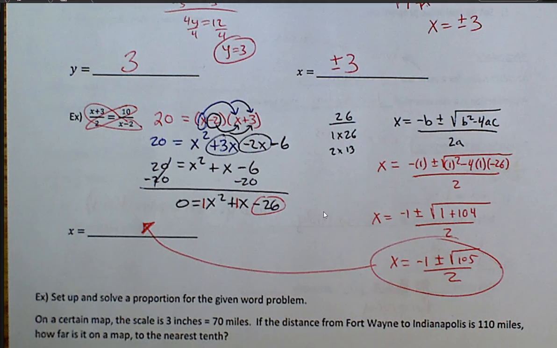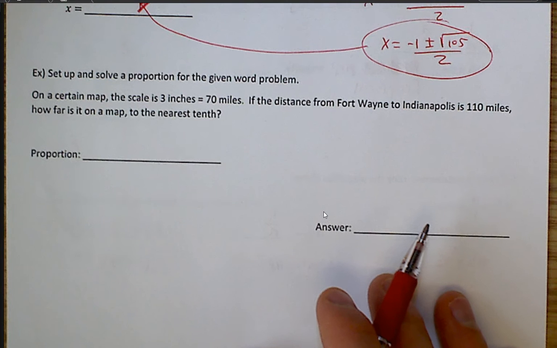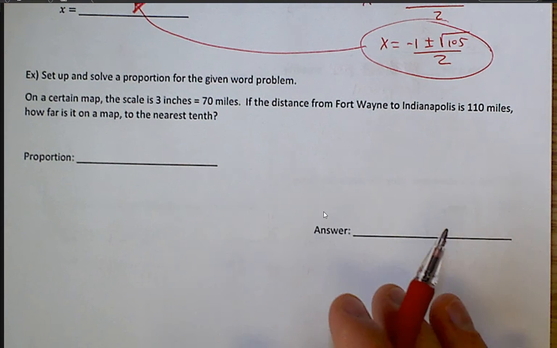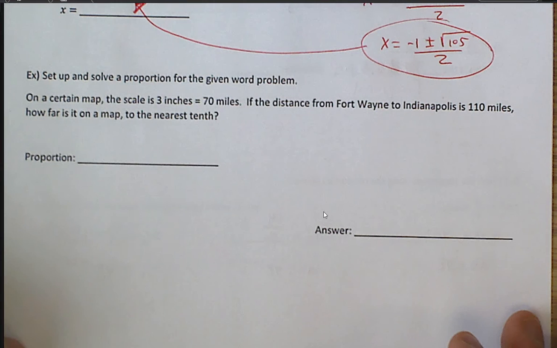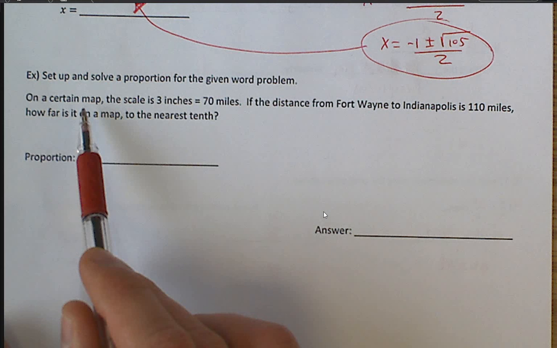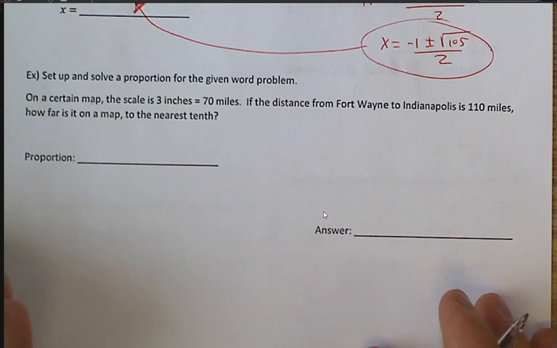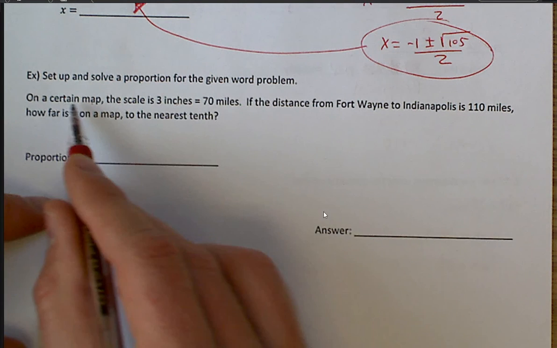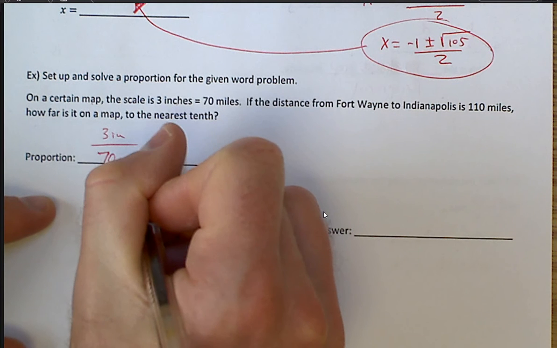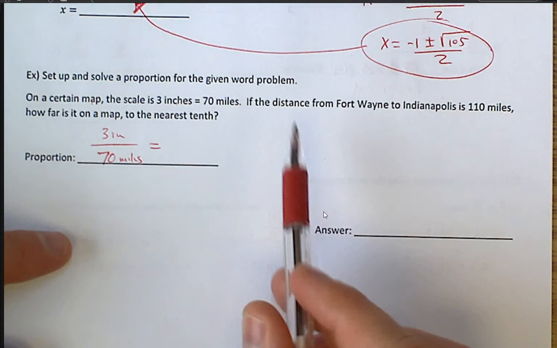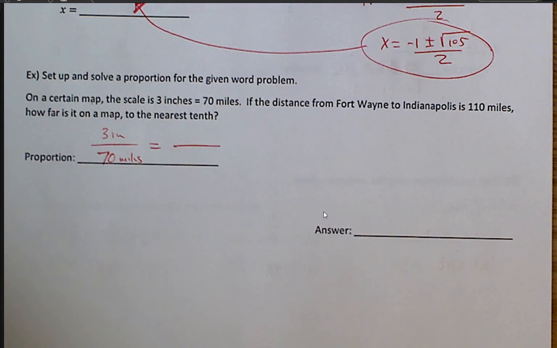So let's go on to the very last question. This is something that's very useful, very much applicable back in the day before GPS and smartphones and all that good stuff. You probably don't remember looking at an atlas and knowing that on a map you'd have a scale of 3 inches is 70 miles and trying to measure things out. So it says to set up a proportion. On a certain map, a scale is 3 inches is 70 miles. If the distance from Fort Wayne to Indianapolis is 110 miles, how far is that on a map? So basically it's saying how many inches is it on a map.